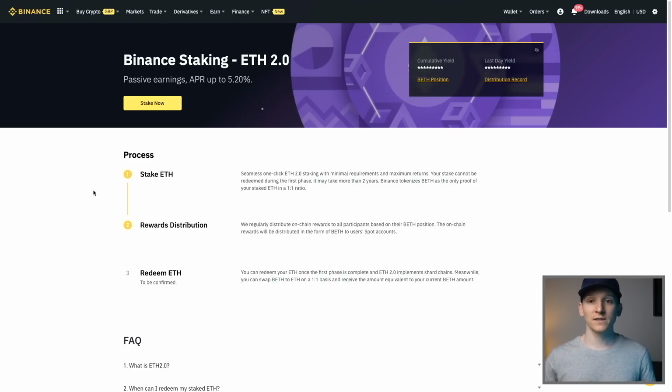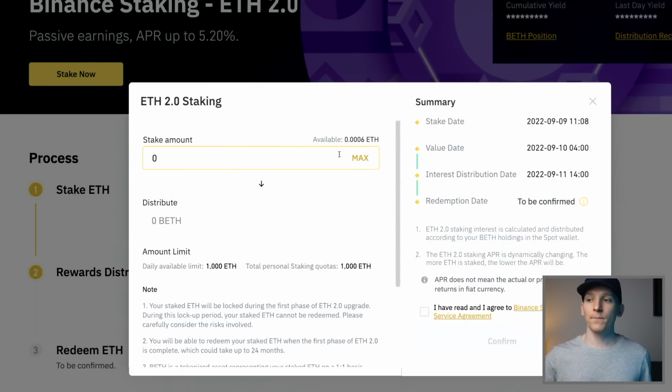But what you need obviously is to buy ETH first. I've got how-to guides on all of the exchanges. I'll leave some in the description as well. If you click on stake now, you need to buy ETH first. So you need to change some dollars or whatever into ETH, and then you can go ahead and stake.